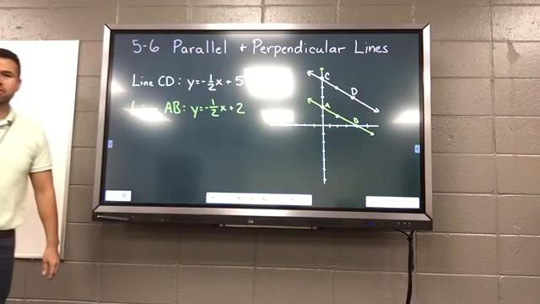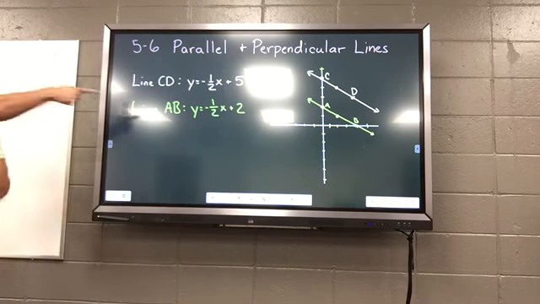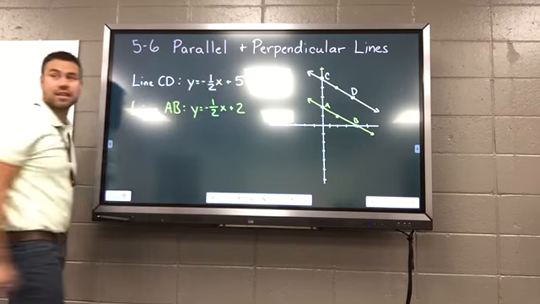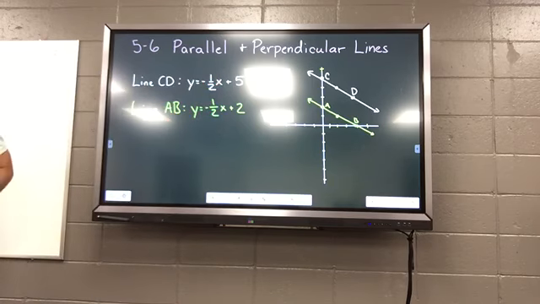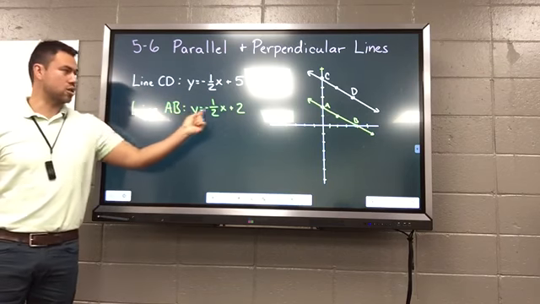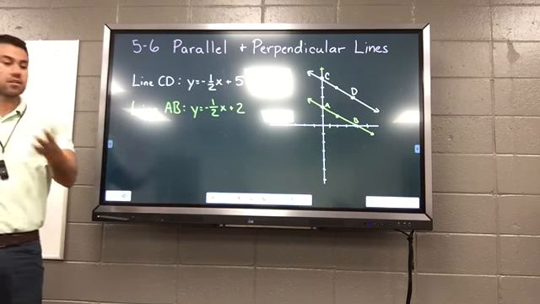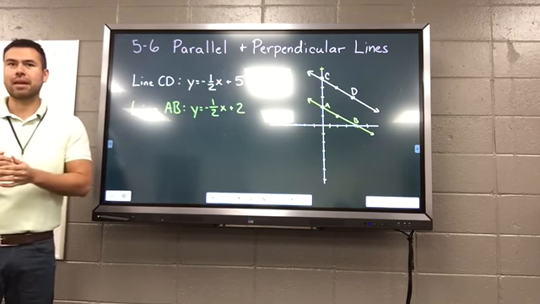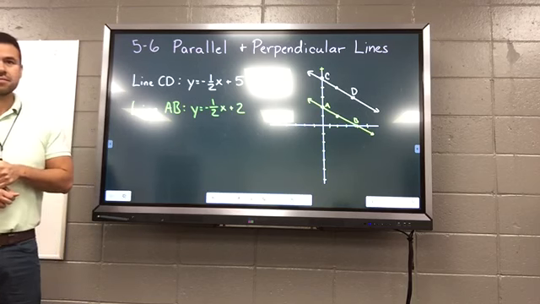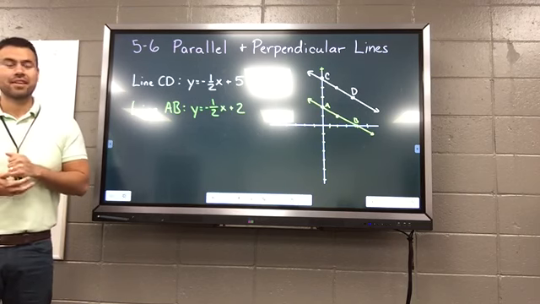So look at the equations. If you're not looking up here, you're not doing what you're supposed to. What do you know about these equations that helps me know that they are parallel? They're in slope-intercept form, which is good review. But what about the equation itself tells me these lines are parallel? Mandy? They both have the same slope.